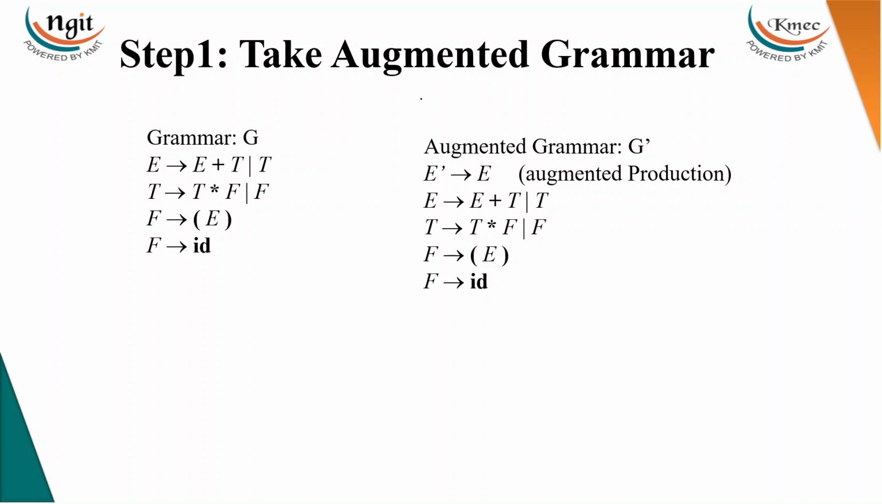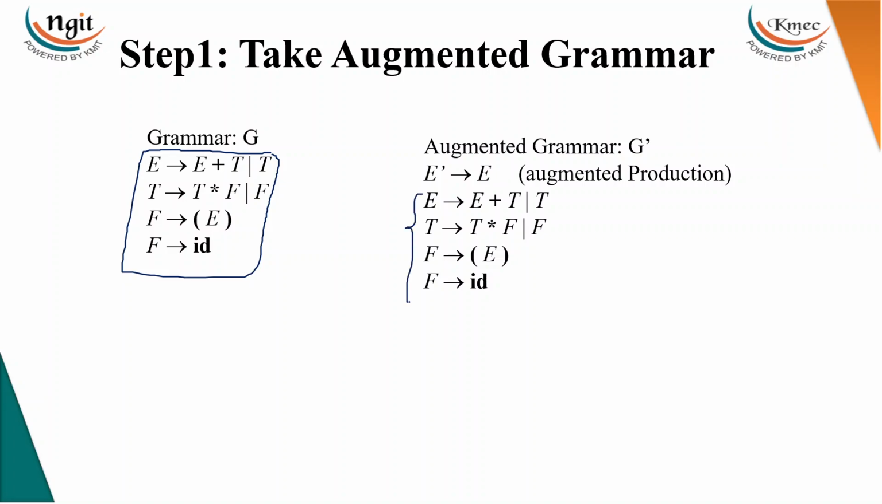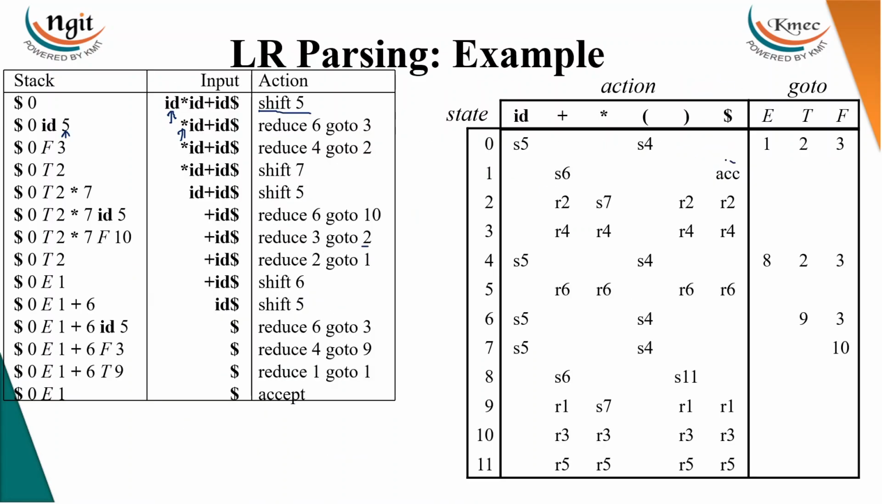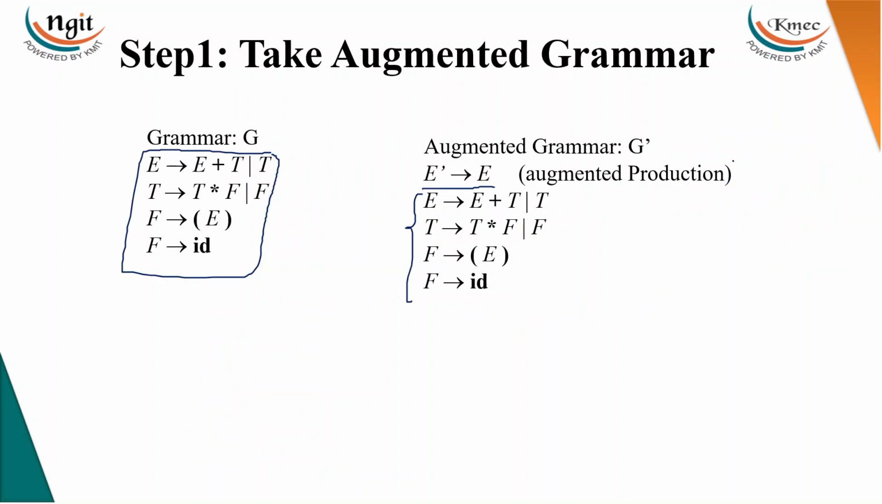So the first step is to take the augmented grammar. Guys, if you are given a grammar and asked to construct the LR parsing table, the first and foremost step is to take the augmented grammar. It's very easy, guys. Just take all the productions as they are and take a new non-terminal which derives the starting symbol. That is called the augmented production. What is the use of it? To accept the grammar, we need an augmented production. Here we have written accept, and this accept is based on the augmented grammar only. If there is no augmented production, it is difficult to write it. So first you have to add the augmented production.